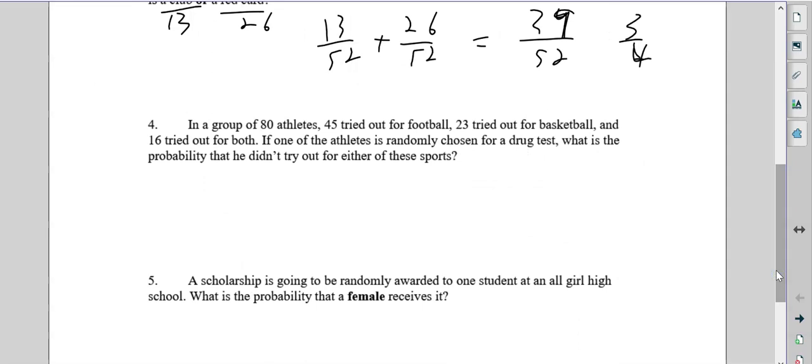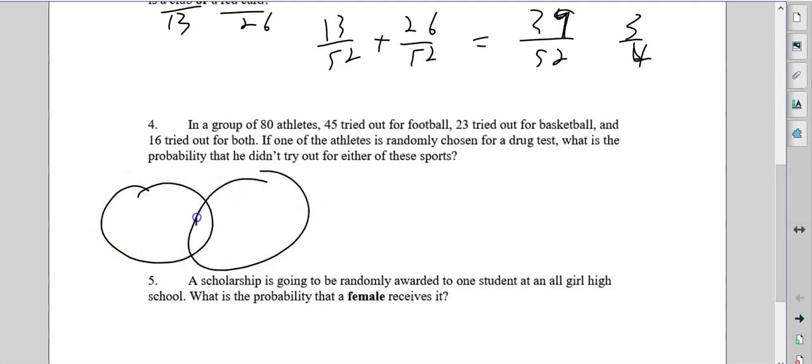All right, a group of 80 athletes, 45 tried out for football, 23 tried out for basketball, and 16 tried out for both. So we have a Venn diagram problem here. This one's nice because they already tell you what's in the middle. 16 is both. Okay. You know, this is football over here. You know it's a total of 45. So if you do 45 minus 16, that gives you 29. Over here, we have basketball, which is 23.